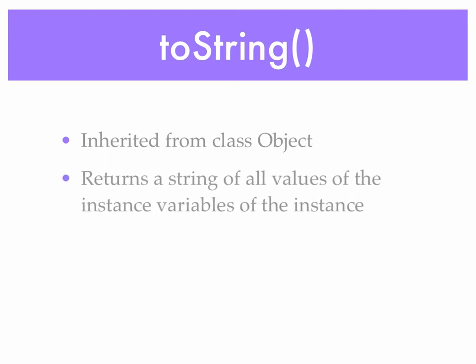Now, what the toString method does is it returns back a string of all the values of all the instance variables of the instance that called the method. So it returns back a string that tells us what's stored in all the instance variable spaces of the instance that called the method. Now, we should override the toString method in every class that we develop.